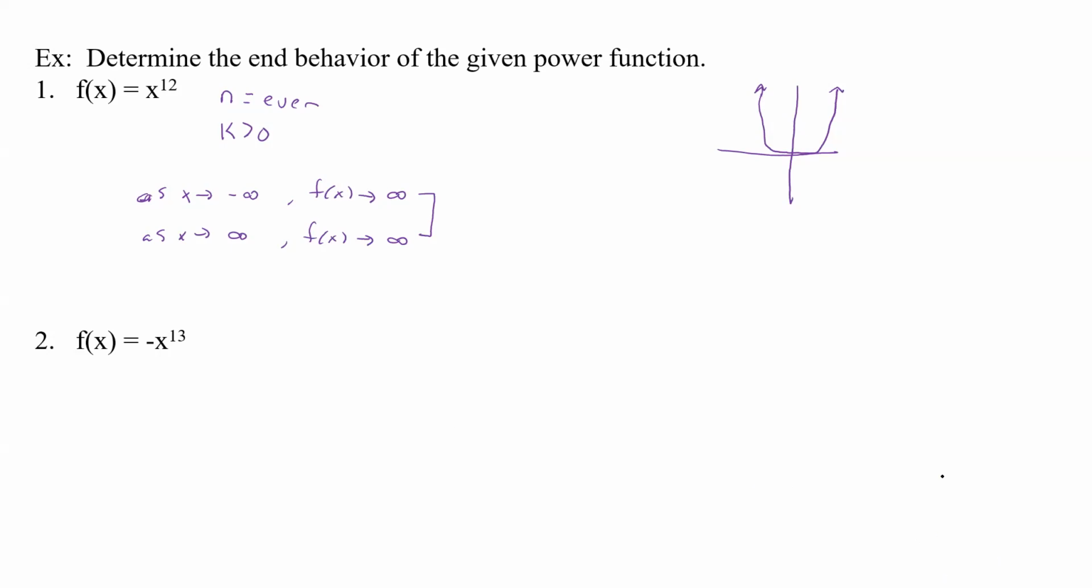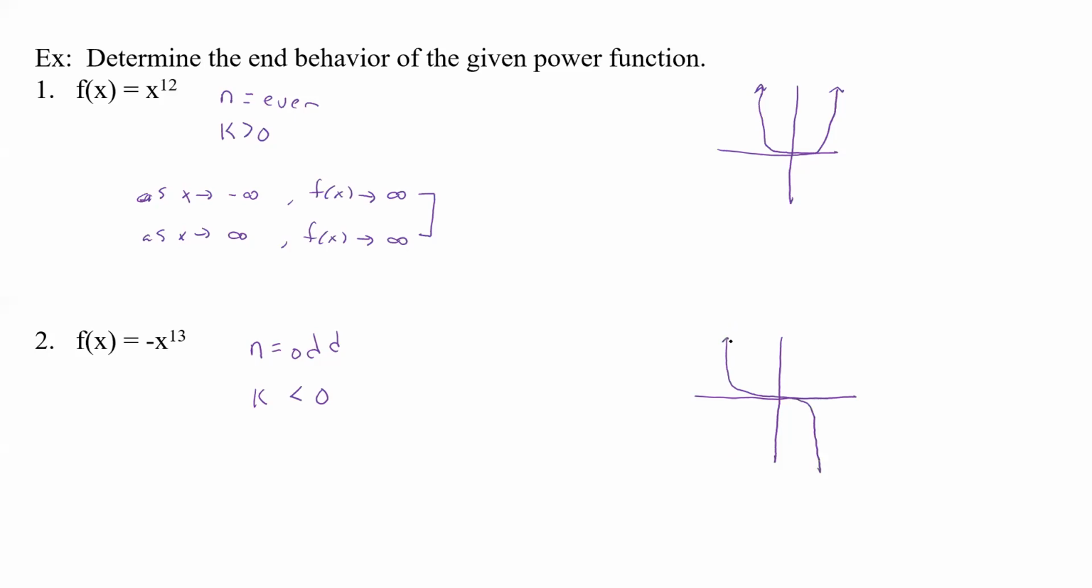All right, so let's look at the second one here. Again, it might be easiest just to draw. Here we know n is odd, and k is less than 0. Being odd normally would come and go like this, but because we have that negative, it's going to come down, it's going to be flat, and then it's going to go like that.